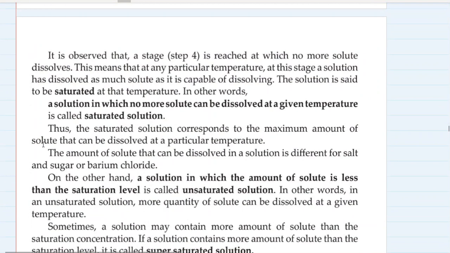So it is observed that a stage is reached at which no more solute dissolves. This means that at any particular temperature at this stage, a solution has dissolved as much solute as it is capable of dissolving, and then the solution is said to be saturated at that given temperature. So please write the definition of this. A solution in which no more solute can be dissolved at a given temperature is called a saturated solution.